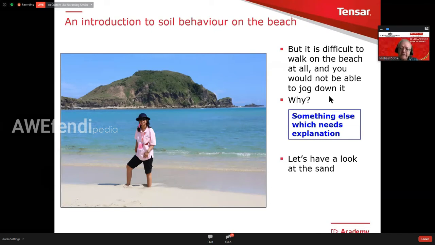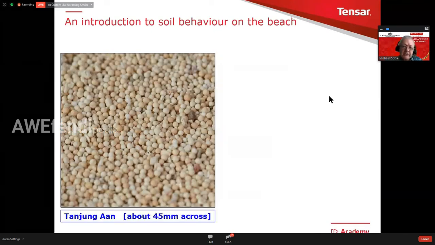So let's have a look at the sand in detail. And here we are. This is Tanjung An sand. That field of view is about 45 millimeters across. And what you can see in the sand is perfectly spherical little balls, and they're all much the same size. In fact, it's what's called a uniform sand. And they're quite rare, and really extraordinary.